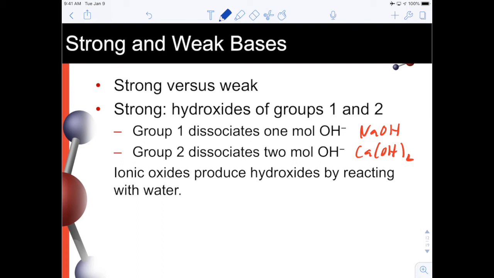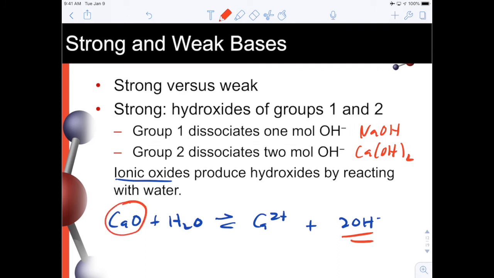Also, some species, when you look at them, you might not think of them as bases because you don't see a hydroxide there. But your ionic oxides can produce hydroxides by reacting with water. So this calcium oxide will react with water to form calcium 2+ ions plus 2 OH minus. And that's how the base is produced here. But you don't actually see the hydroxide in the original formula. So looking at this, you might say, well, no, that's not a base. It's important to understand the chemistry and what happens in the reactions once it's added to water.